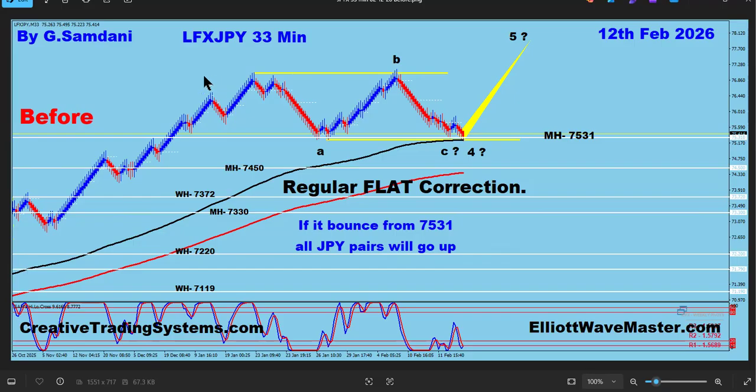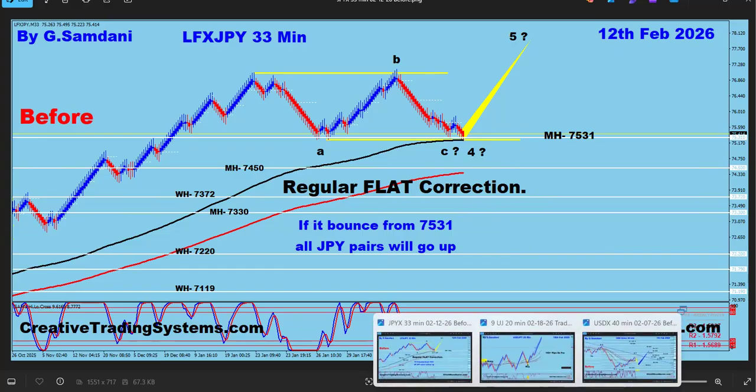It's not a pair. So the idea was that here it is making a regular flat correction A, B, C, and I said if it bounced from 75.31, which is this white line here, this number, all yen pairs will go up. And I was watching this all along. This is the Saturday when I made the chart, last Saturday, or even before that I guess, and then I renewed it. But yeah, I was watching it, and this usually happens, that when the index goes up, all the pairs will also go up. So that's what happened today.